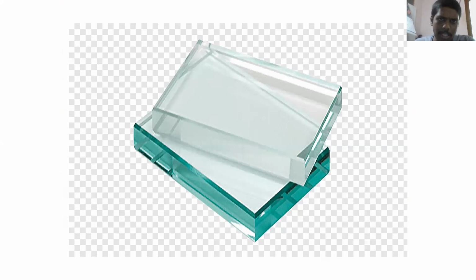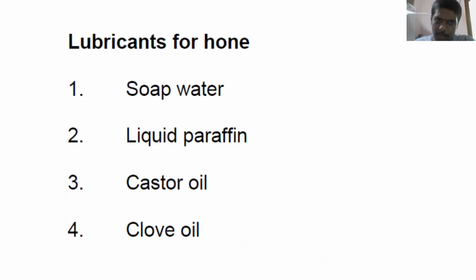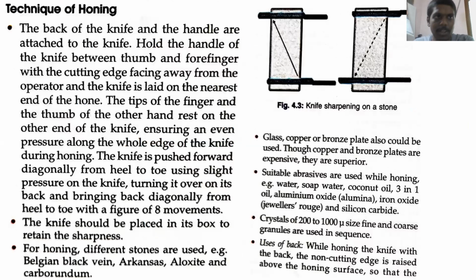Then, whenever we are honing the knife, we need to add some lubricants, such as soap water, liquid paraffin, or castor oil. Coming to the technique of honing, you need to hold the knife very firmly, keep a grip with your thumb on the honing guide of the knife, and start moving it diagonally from forward to backward while facing the sharp edge away from your face. Meanwhile, in between, you need to add a few drops of lubricant to ensure the sharpening of the knife. So this is the technique of honing the knife.